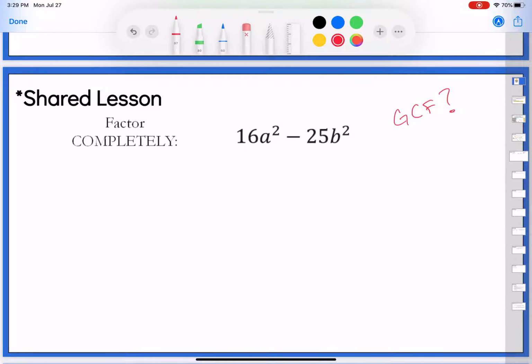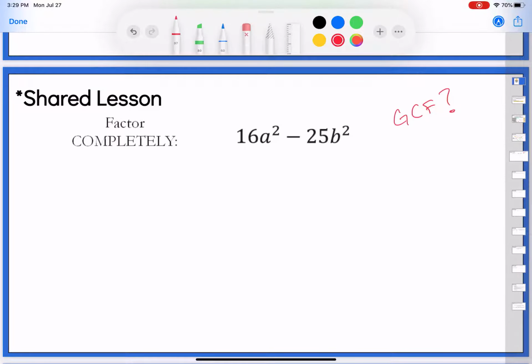Is it a difference? Yep. Does it have two terms? Yep. Are both terms perfect squares? Let's see, is 16 a perfect square? Absolutely, 4 times 4 is 16, so is a squared. A times a is a squared. How about 25? 5 times 5 is 25, so yep, b squared, also a perfect square. This is definitely the difference of two squares.